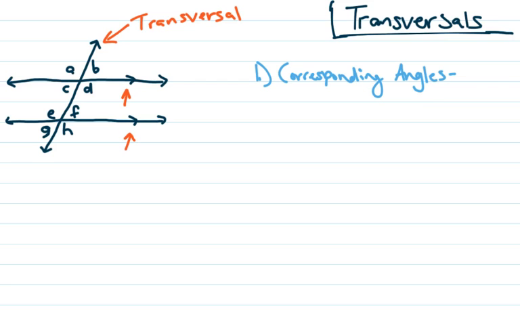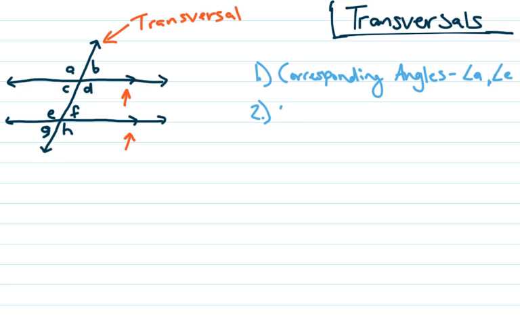So an example of corresponding angles would be angles A and E. Angles A and angle E, those would be corresponding angles. Angles B and F would be corresponding angles. C and G, D and H, all of those would be corresponding angles. And so, again, same side of the transversal, equal in measure.